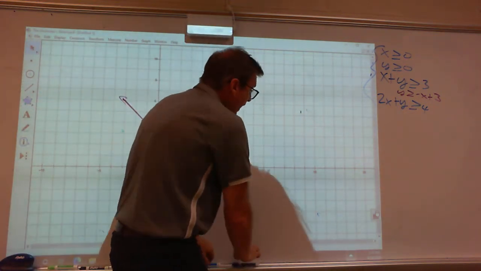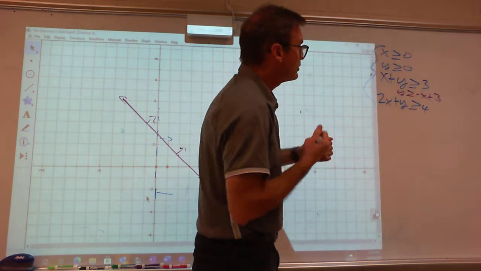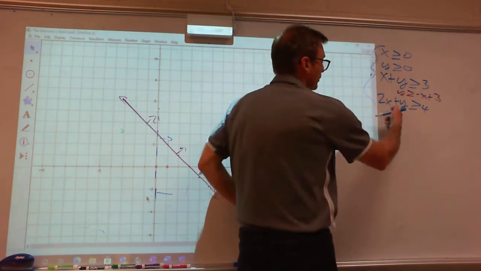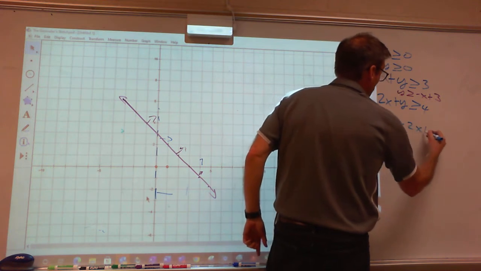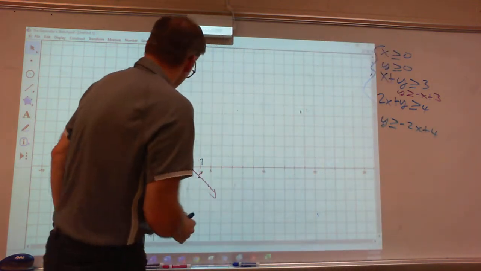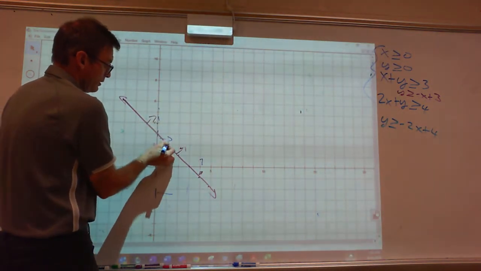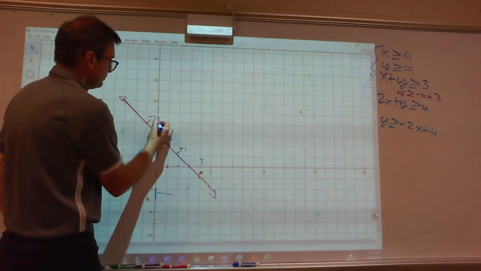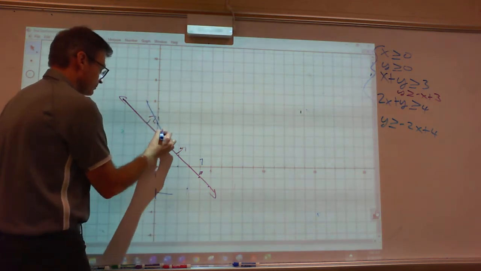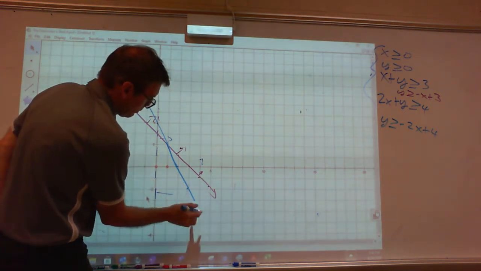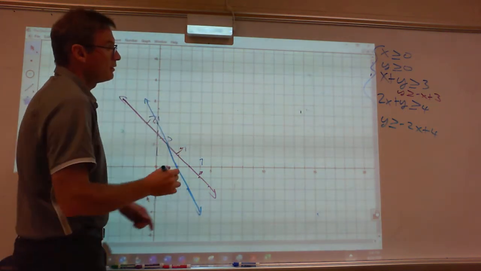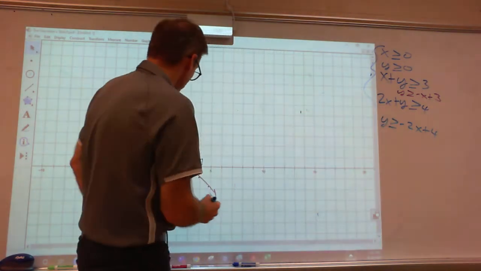And the last one, again, I don't like the way that looks. So I'm going to put y is greater than or equal to a negative 2x plus 4. So I go 4, and then it's down 2 over 1. And I draw my line. And this is also greater, so I shade up.